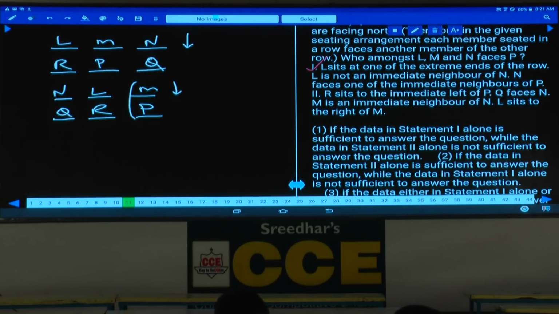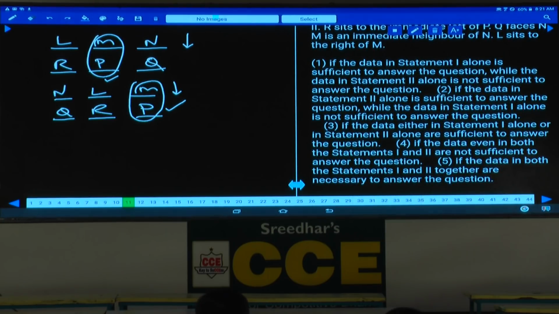Now M and P are opposite to each other. Here also P and M are opposite. Though the position is different, the question is not about the position. The question is about what? Who is facing P. Who is facing P here? M is facing P. Hence, are we getting the same answer or not? Hence, 1 alone is sufficient, 2 alone is sufficient, each statement alone is sufficient, and it is given in choice 3, data either in statement 1 alone or 2 alone, that is choice 3.